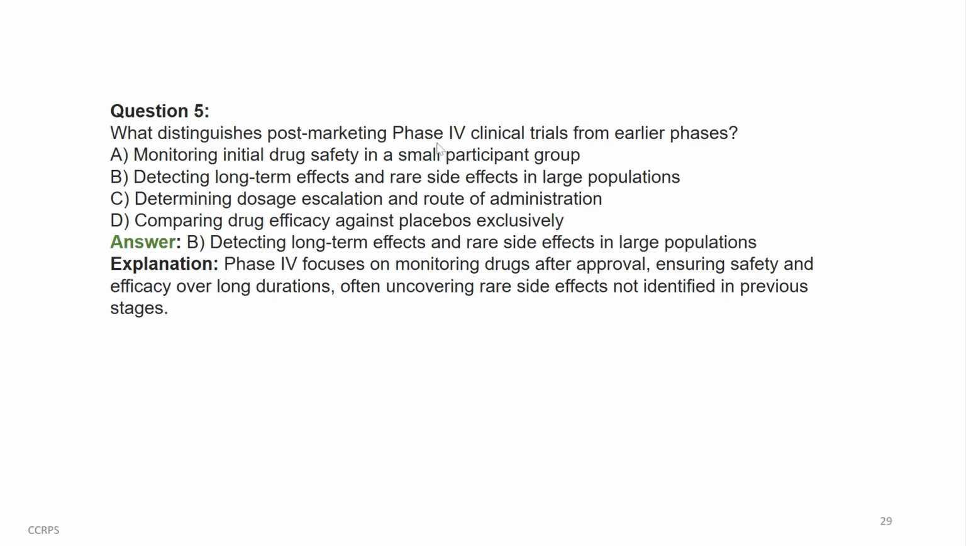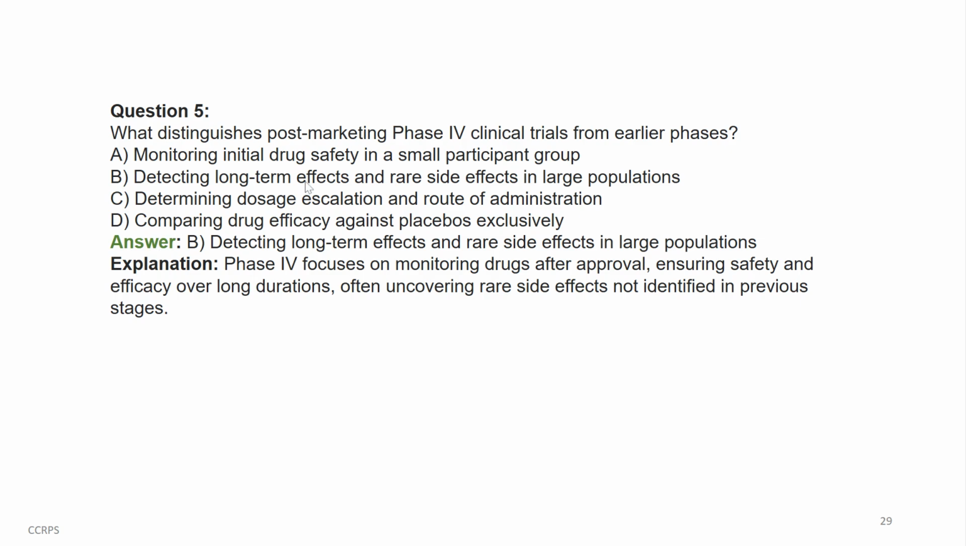What distinguishes post-marketing phase 4 clinical trials from earlier phases? Is it A, monitoring initial drug safety in a small participant group? No, we know this applies to phase 0, the preclinical studies. Is it B, detecting long-term effects and rare side effects in large populations, thousands for instance, most likely? Is it C, determining dosage escalation and route of administration? No, this wouldn't be phase 4 for sure, because in phase 4 the dosages and the route of administration have already been determined through the prior phases.